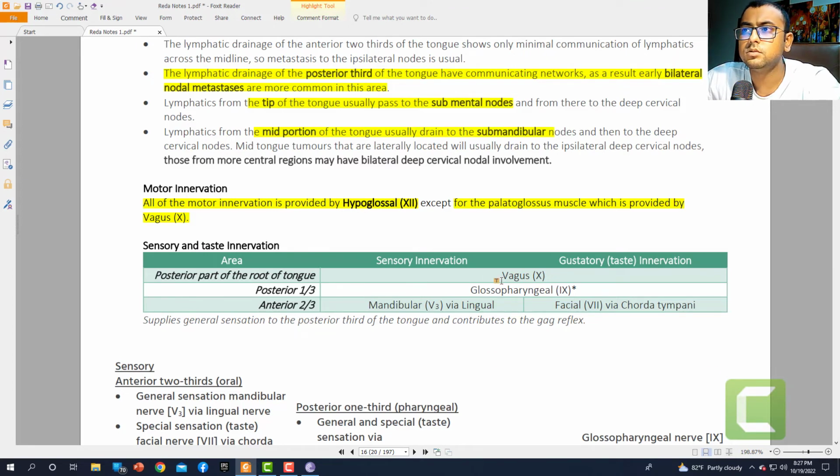And the posterior part of the root of the tongue is vagus, and the posterior 1/3 is the glossopharyngeal nerve, and the anterior 2/3 is the mandibular division, via lingual nerve, and the facial nerve via chorda tympani. That is gustatory taste sensation and sensory innervation. Anterior 2/3 by the lingual nerve, a branch of the mandibular division, and the taste, that is most posteriorly facial nerve. And the posterior 1/3 is by the glossopharyngeal nerve, and posterior part of the root of the tongue, vagus.